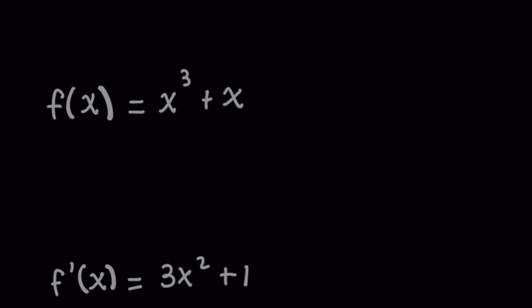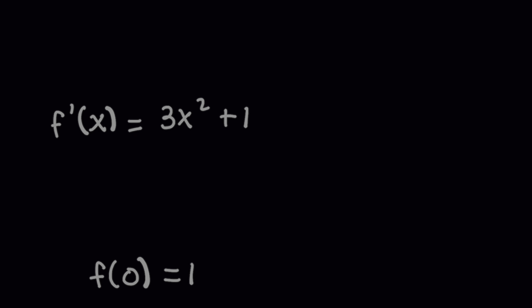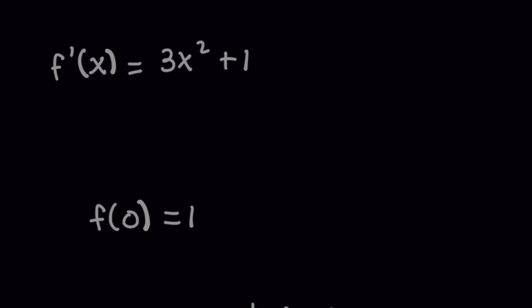By inspection, the first thing we have to make sure of is, do we even have an inverse function? It's pretty simple on a graph, right? This passes the horizontal line test. The next thing I need to do is figure out what the derivative function is. That's going to be 3x squared plus 1.